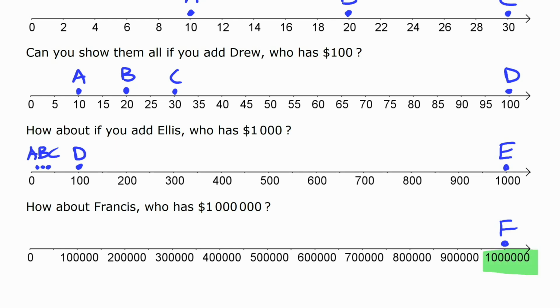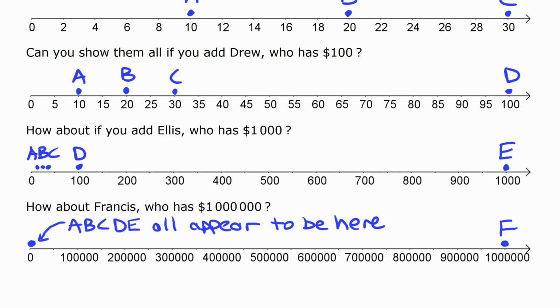And now if that's 1 million, then each of these spaces is 100,000. If this is 100,000 and we want to show 1,000 where Ellis is, well, it's 1/100th of that, right? So it's going to be down here somewhere. And that's actually where all of the others are. If you try to locate the other 5 on this scale, they'll all appear right there. You won't be able to tell the difference between those 5 of them, even though they have vastly different amounts of money when you compare them just to each other.